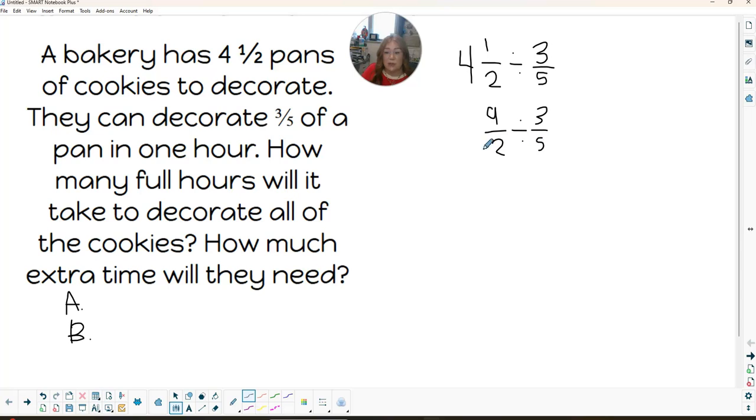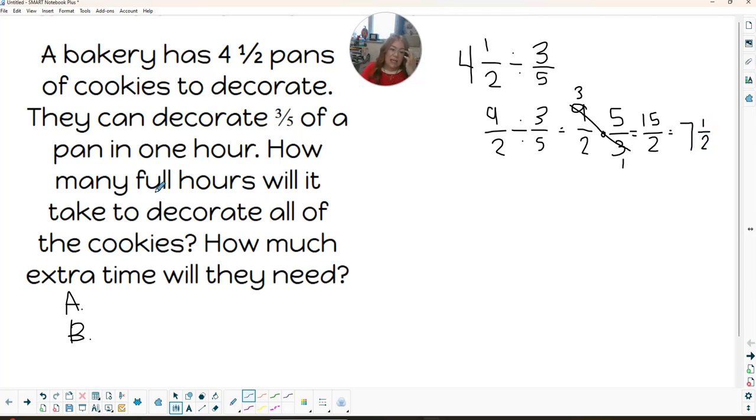But I notice I can't do 2 divided by 5. So we're going to use that multiplicative inverse and copy dot flop that. So now I see that 9 and 3 can simplify. They can both divide by 3. So 3 divided by 3 is 1. 9 divided by 3 is 3. So 3 times 5 is 15. 2 times 1 is 2. 2 goes into 15, 7 full times, which is 14. 1 left out of 2.